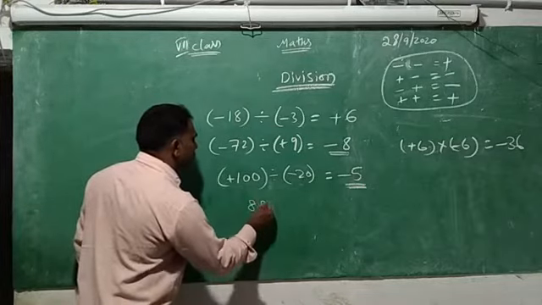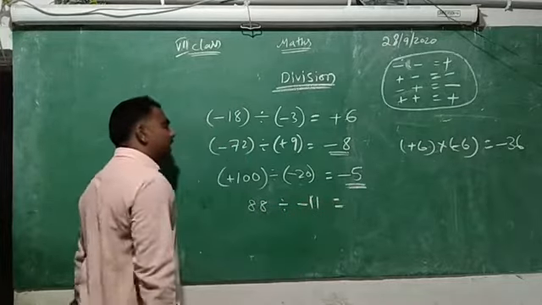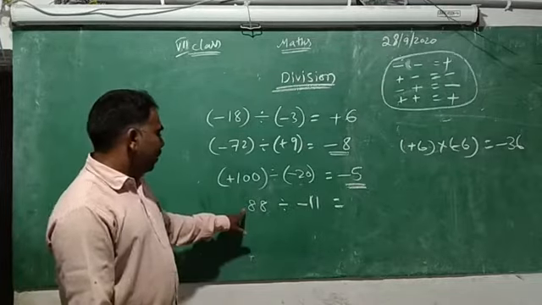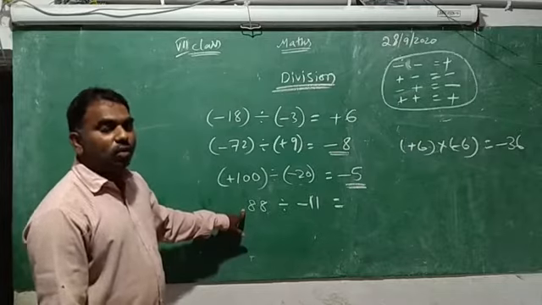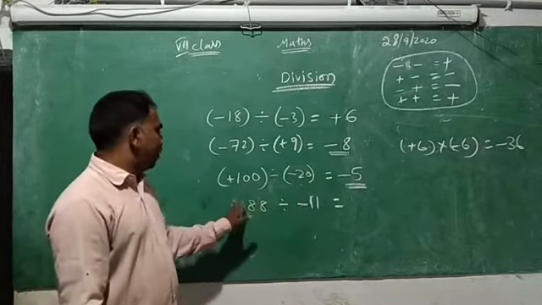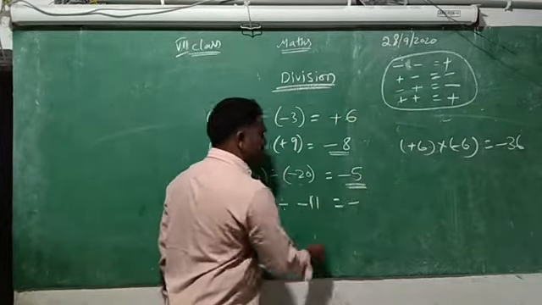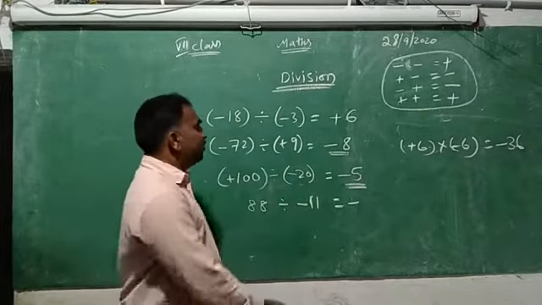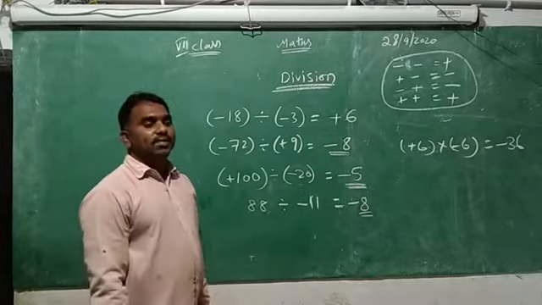And one more: 88 divided by minus 11. So first, symbols combination. Here there is no symbol, which means it is positive. If there is no symbol, that is positive. So it is positive and negative. Plus and minus combination will be minus. And 88 divided by 11. 11 8s are 88. So answer will be 8. So finally the answer is minus 8.